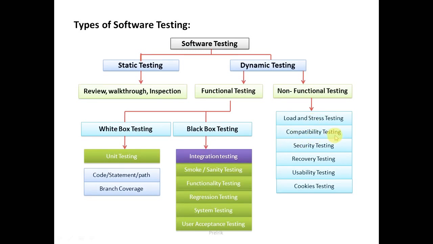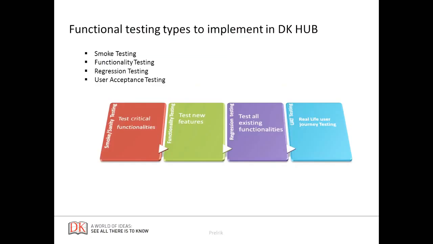Compatibility is checking your system's responsiveness on different browsers and devices. Security is like encryption testing, and other ways of making sure that security cannot be breached. Recovery testing is like, once your data has been lost, is there any way of recovering that data? Usability is like finding usability bugs, like if the user has some problem to read anything or to type anything, that will come under usability. And cookies testing will be performed on the basis of session and all.